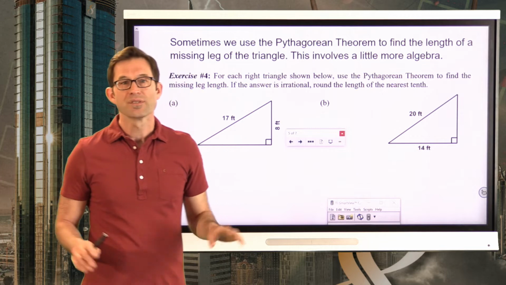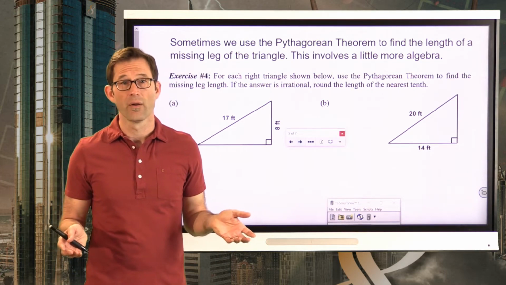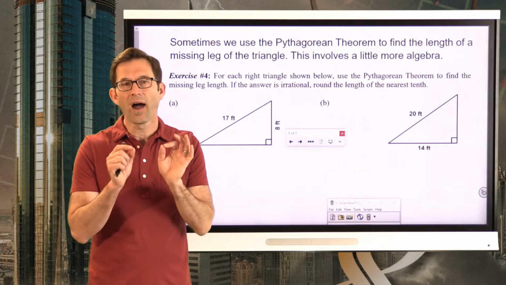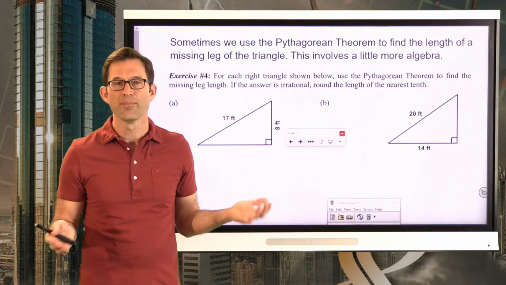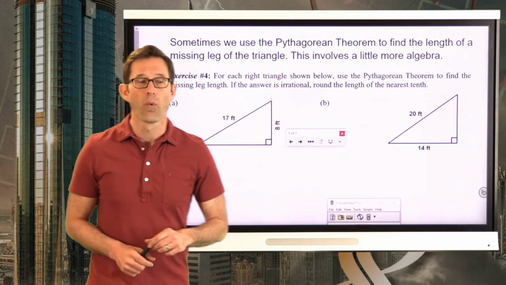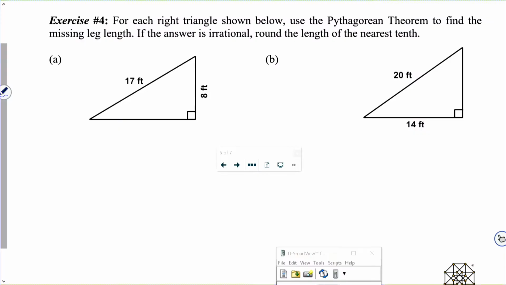All right? Sometimes we use the Pythagorean theorem to find the length of the missing leg of a triangle. This involves just a tiny bit more algebra, and I'm telling you, just one additional step. So let's take a look at exercise 4. Let me bring this up to the top and see how that works. For each right triangle shown below, use the Pythagorean theorem to find the missing leg length. If the answer is irrational, round the length to the nearest tenth.